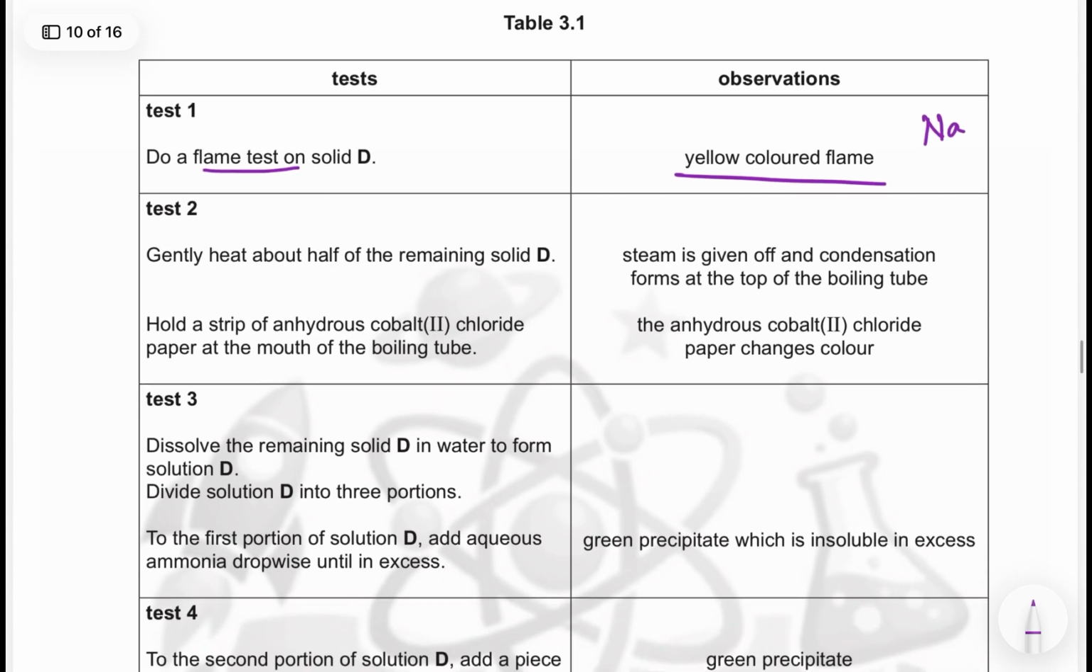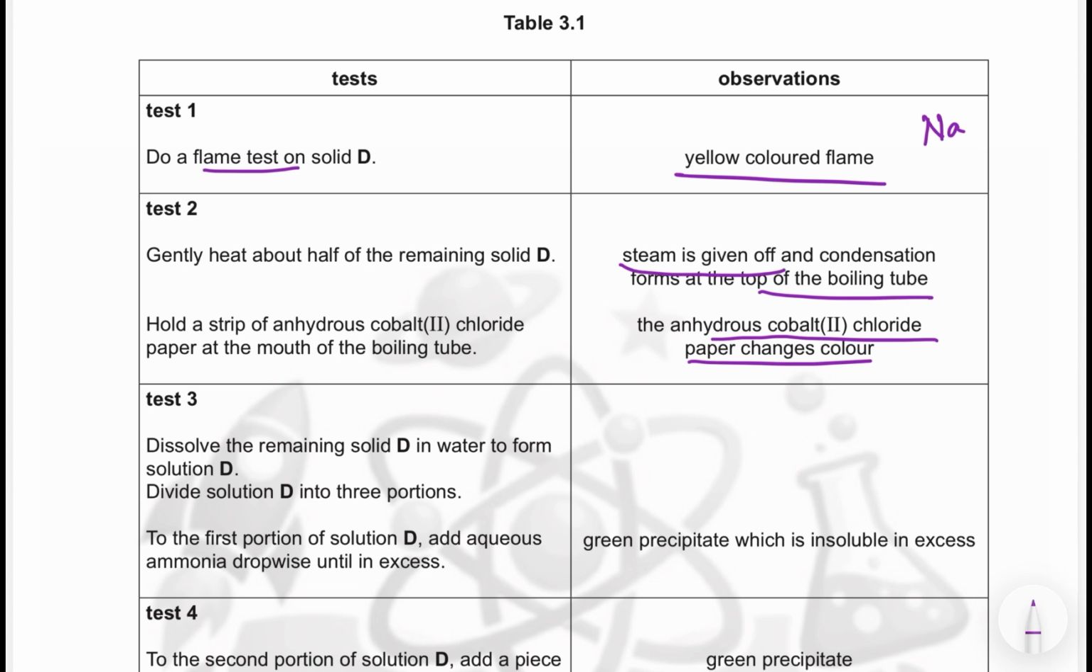In the next question, gently heat about half of the remaining solid D. Steam is given off and condensation forms on top of the boiling tube. Hold a strip of anhydrous cobalt chloride paper at the mouth of the boiling tube. The anhydrous cobalt chloride paper changes color, meaning steam is given off, it is clearly mentioned that it is water or the salt is hydrated.